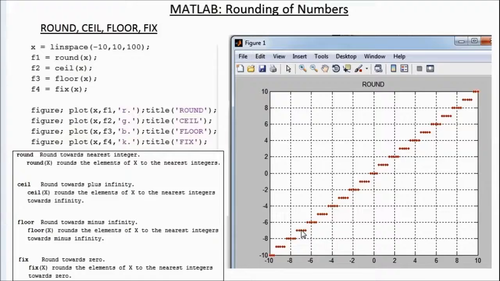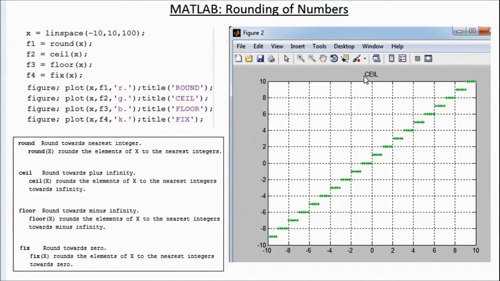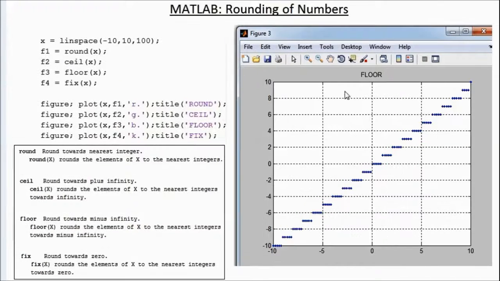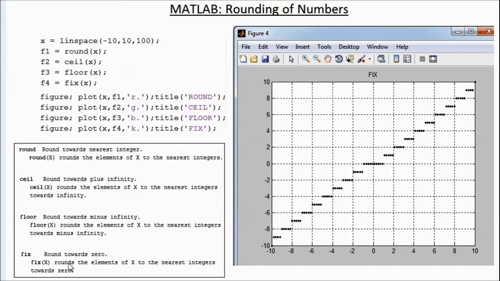Now let's look at the graph of the ceil command. Ceil rounds towards plus infinity, and this is how the graph of the ceil command looks like. So the x vector is kept same for all of the four commands to see comparatively how the rounding off is happening. The floor command rounds towards minus infinity. So this is the graph of floor command for the same x vector. And the fix command rounds towards 0. So this is how the graph of fix command looks like.